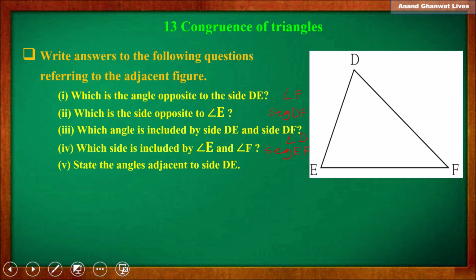Next question, state the angles adjacent to side DE. Side DE is here. Which are the adjacent angles to side DE? Very good. Angle D is the adjacent angle of side DE, and angle E is also adjacent to side DE. So write down angle D and angle E. These are the two angles which are adjacent to side DE. Okay, next.